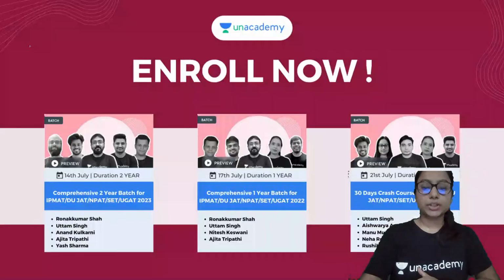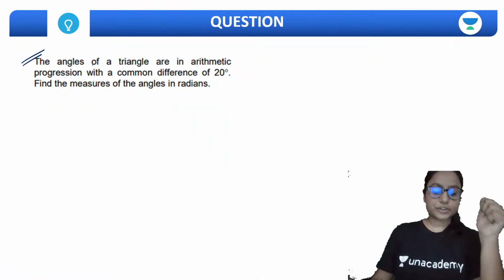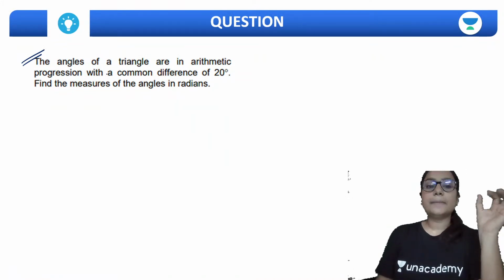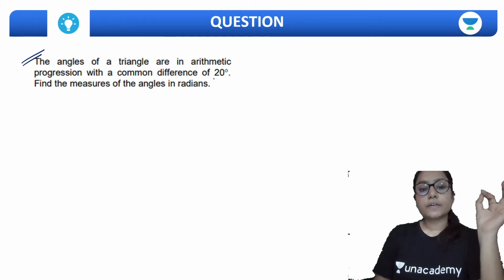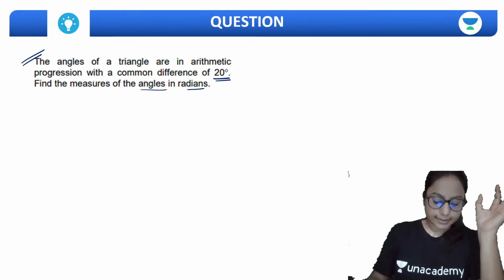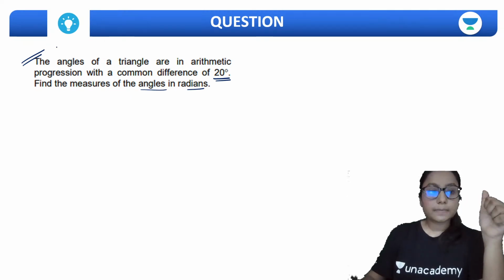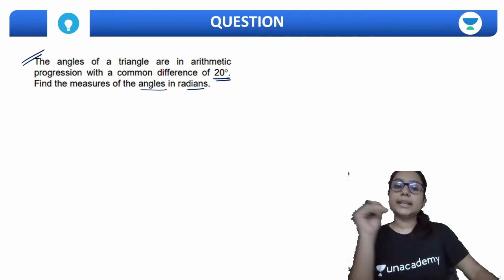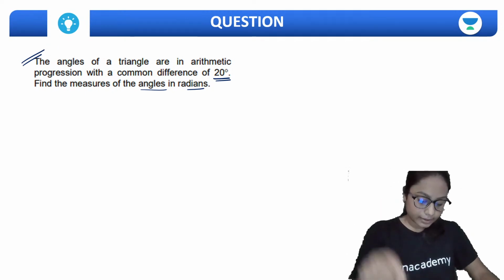We have one more question. Angles of a triangle are in AP with a common difference of 20 degrees. Find the measure of angles in radians. Okay? So in this question you only have to tell the angles. First calculate the angles in degrees, then in radians.